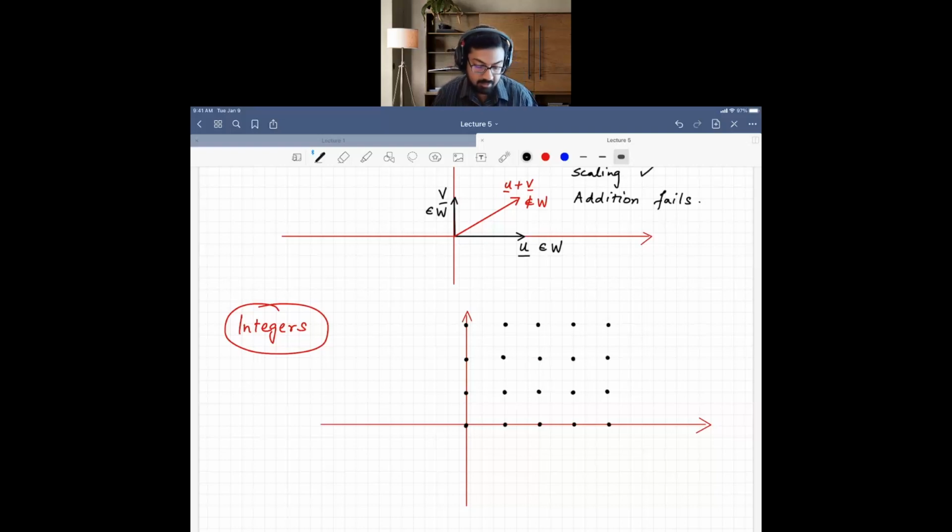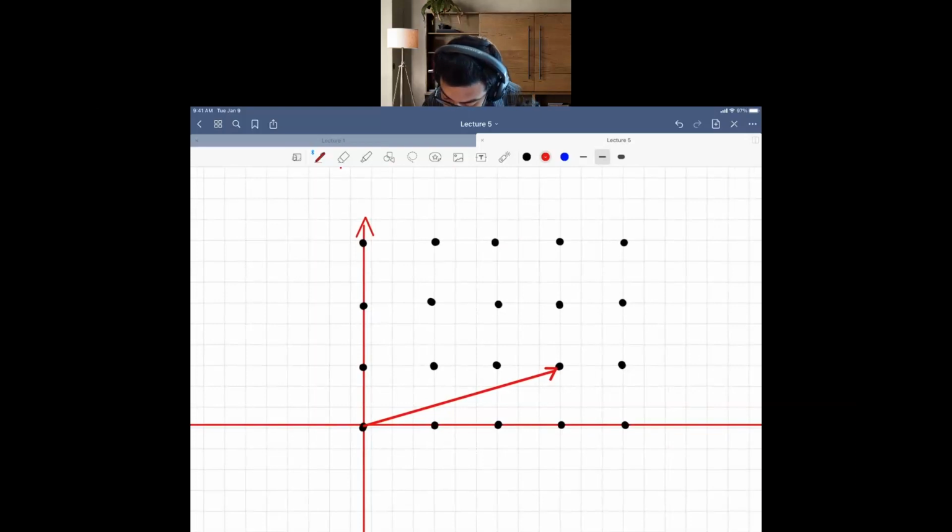So let's say you have a vector u, which is an integer vector, right? So let's say you have u to be this. Let's say you have u that belongs to the subspace. So it's an integer. Let me just draw that over here. U belongs to that subspace, right? U belongs to W. So what is going to happen when you take half of U? Half of U is going to be here, right?